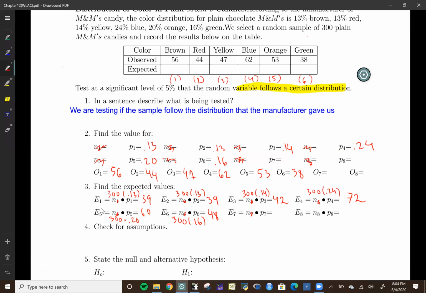All right, so those are my expected values. Any questions on how we got those expected values? All right, cool. So once you get the expected values, I'm going to put them right here, just so that we can see if there's a big difference or if they're pretty close to each other.